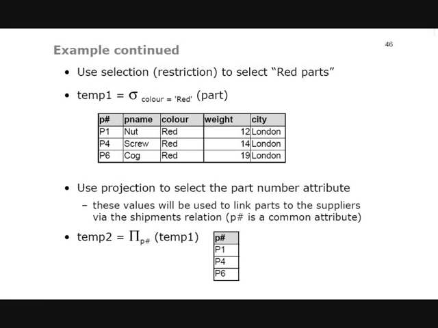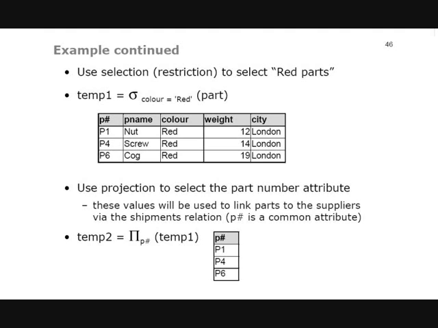So what do I need from that? Well, the only information now that I know which the parts are is the part number. I need that to link to the shipment table so that I can find who supplies them. But I don't need the rest of the information. So I could now project from temp1, which has only red parts, the part number, because I don't care about the rest. So I end up with P1, P4, and P6. Are we all happy with that? Yes.